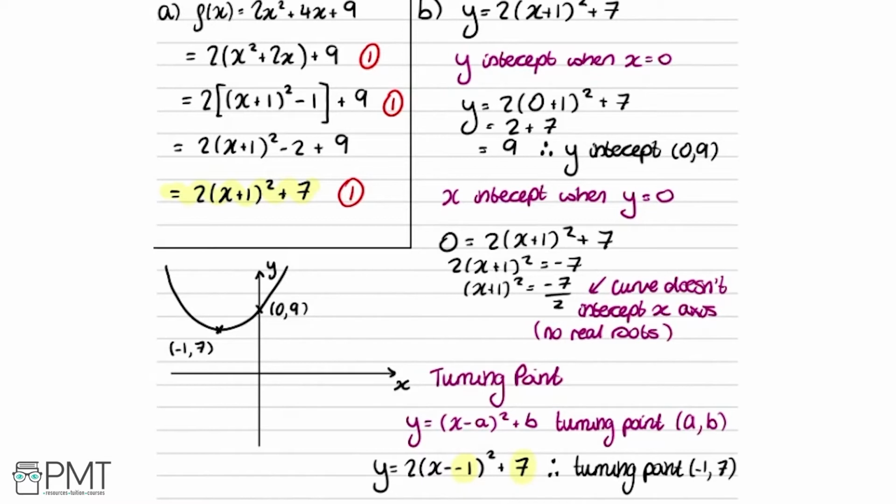Fantastic. So now looking to where we get the 3 marks. We get all the marks from on the graph. So we get 1 mark here for having the correct y-intercept, so (0, 9). We get the second mark for the correct turning point, so (−1, 7). And then we get a third mark for it correctly being a U-shaped curve.